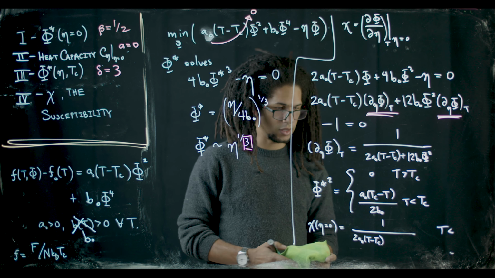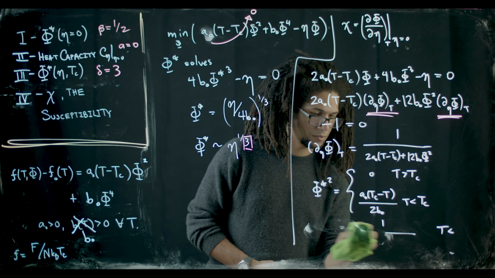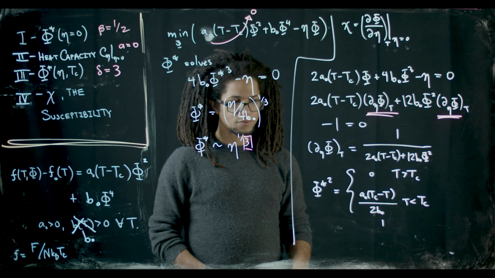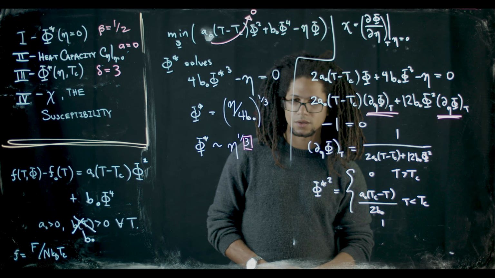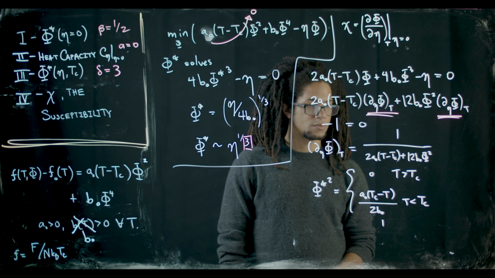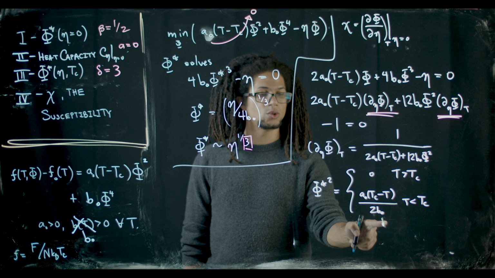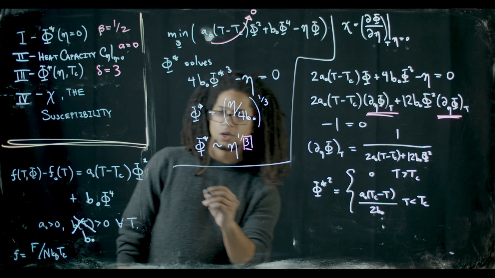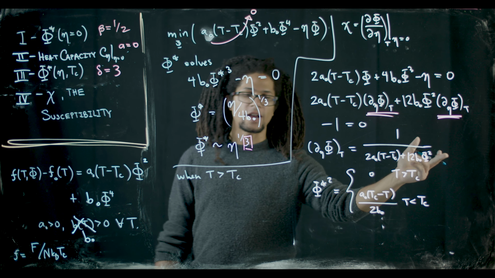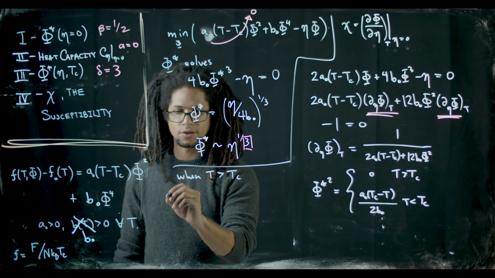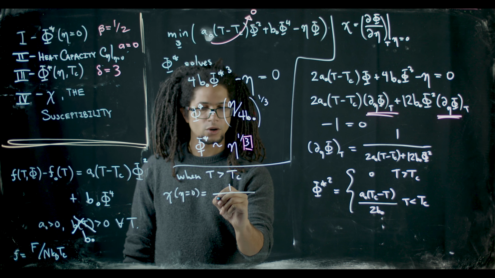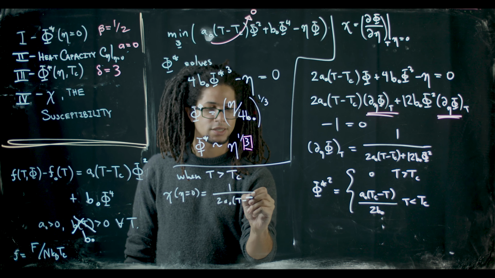Okay, let me back up again. So let me stick in our two solutions over here. So when t is greater than tc, notice that this phi star just goes away. So we get chi at eta equals 0 is equal to 1 over 2a naught (t minus tc).